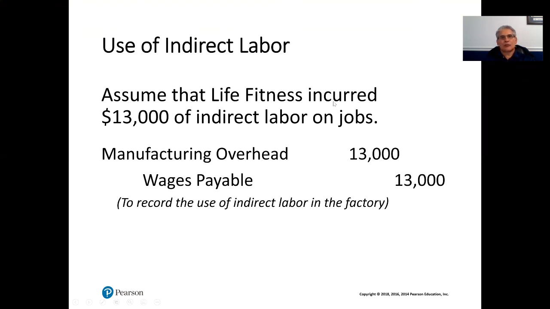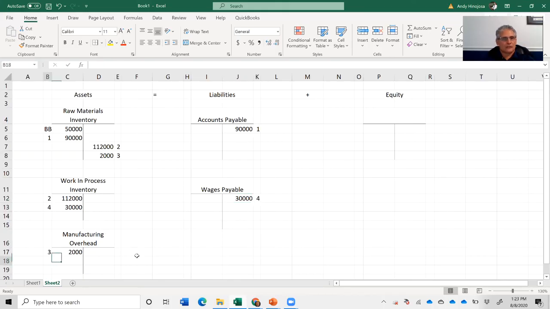Assume that Life Fitness incurred 13,000 of indirect labor on jobs. Now, this is indirect labor, so this isn't going to go into direct labor. It's going to go into manufacturing overhead. But it's still part of the labor process, and that's going to be part of wages payable. Let's make this number 5. So 13,000 goes into manufacturing overhead. That's a debit, and the credit is going to be 13,000 to wages payable.